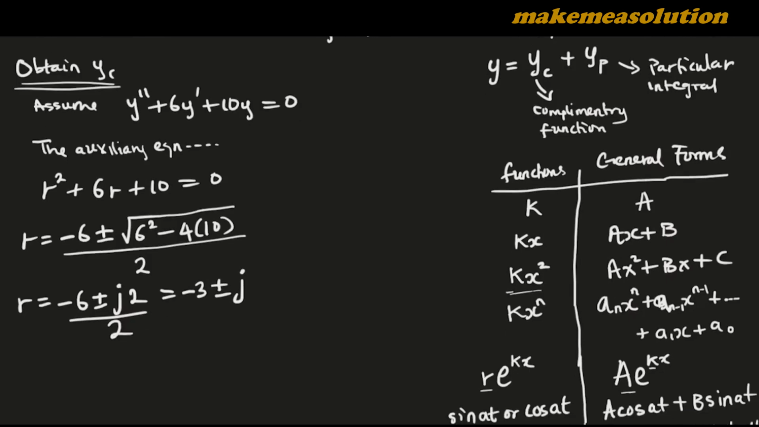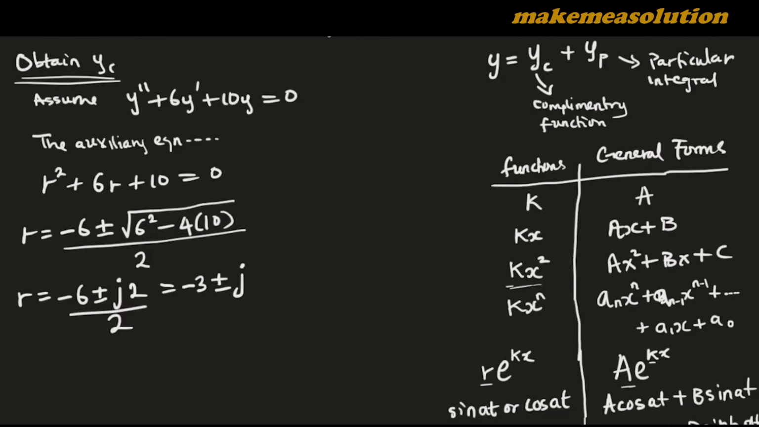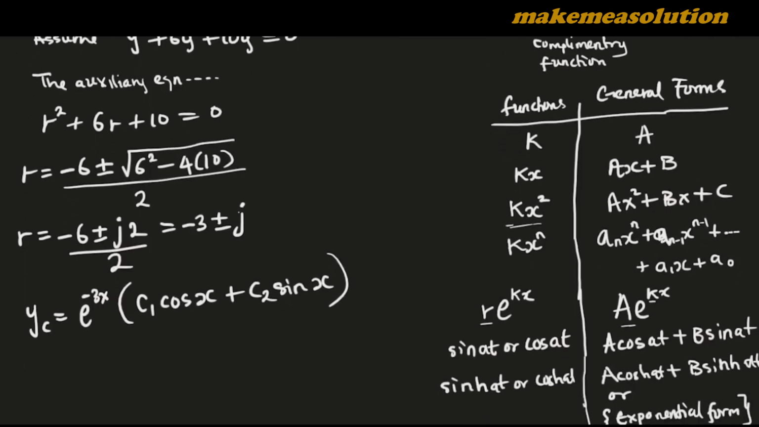Since the roots of the characteristic equation are complex, your yc is going to be what? This is the real part, and the imaginary part has a coefficient of 1. Therefore, it will be e^(-3x) times open brackets, c1 cos 1x plus c2 sin 1x. So this is your complementary solution, or your complementary function, obtained from the homogeneous case of the given differential equation.